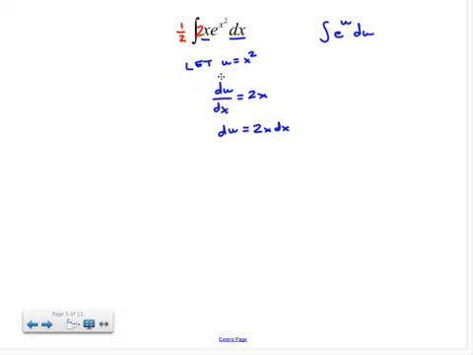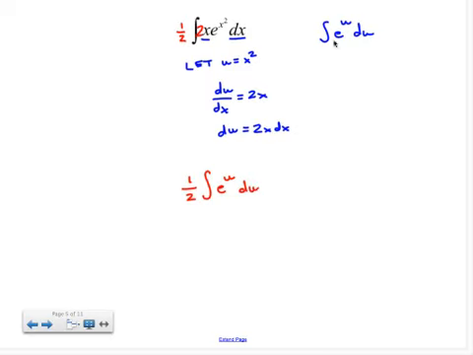Okay, so now the 2, the x, and the dx can be replaced by du in that integral, and the x squared can be replaced by u. So that gives me a new integral. Okay, I have 1/2 still out in front, and my new integral is e to the u. And if I group those other three terms together, I have du.